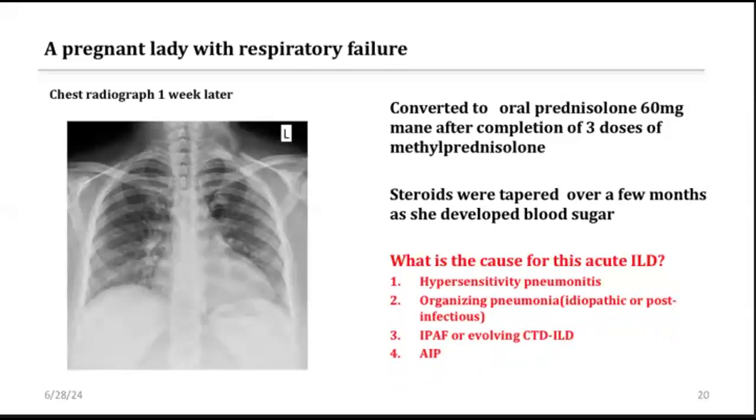And it could also be IPAF, that is interstitial pneumonitis. This patient has interstitial pneumonitis and also the ANA is positive. This could be interstitial pneumonitis with autoimmune features. There were no other CTD features, but this could evolve into CTD-ILD later, so look for other features of CTD. Organizing pneumonia is a bit less likely, but might be post-infectious. Post-infectious ones respond rapidly, but not the idiopathic one.